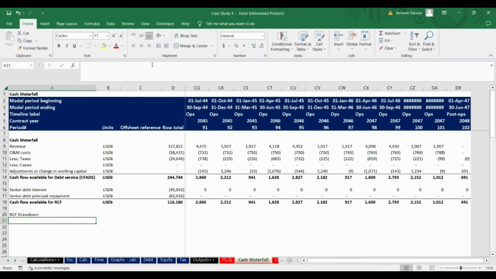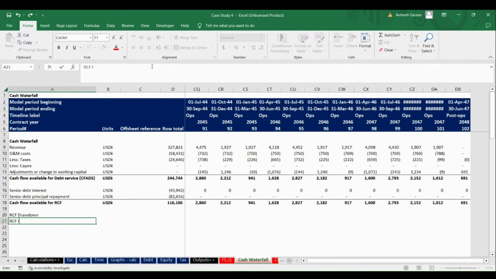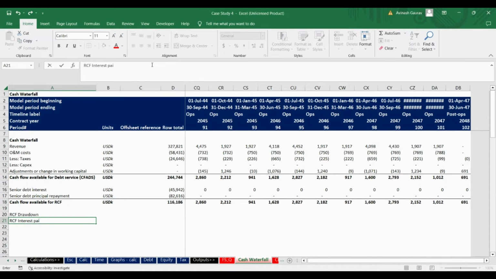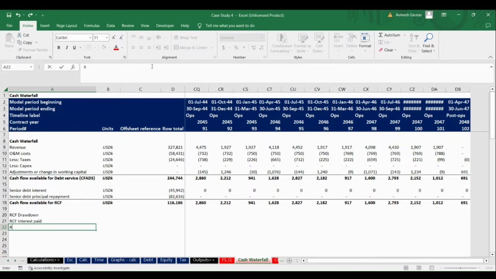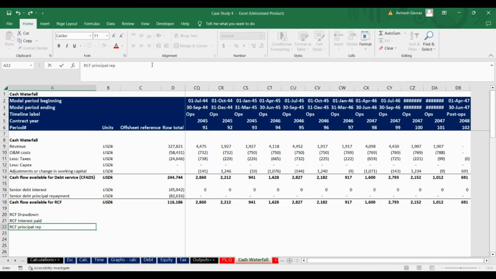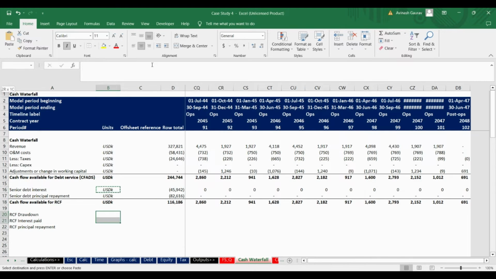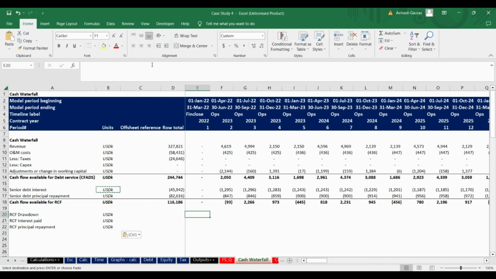What is my RCF drawdown? What is the RCF interest I have paid? So whenever you are taking out any credit facility and using it, you are supposed to pay the interest for it. Then you have an RCF principal repayment. It's also kind of a loan only, so you are supposed to pay the interest and principal on it. So you are supposed to model this.